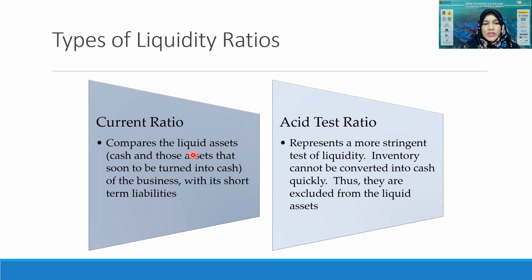Current ratio compares the liquid asset, which is cash and those assets that are soon to be turned into cash, with the short-term liabilities. So it is like measuring, for every single ringgit of short-term liability, how much asset the company has to pay off the liability. Another ratio is known as asset test ratio. Asset test ratio represents a more stringent test of liquidity. Inventory cannot be converted into cash quickly, so for this ratio, inventory will be taken out. Because inventory is not that easy to convert into cash, that's why it is excluded from the liquid assets.